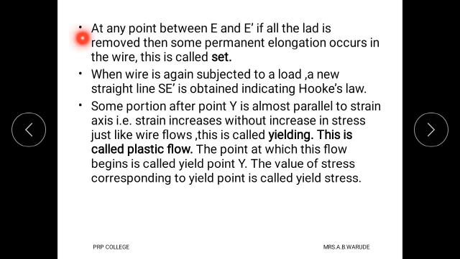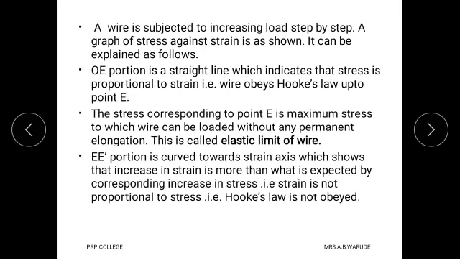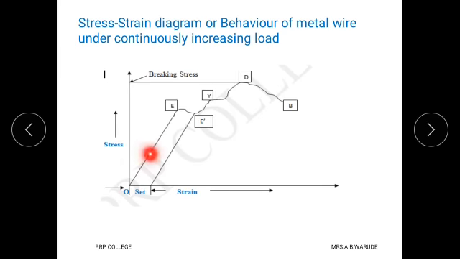And also here, at any point between E and E dash, if all the load is removed, then some permanent elongation occurs in the wire, and that is called the set point. See here, this is OE, the straight line up to which Hooke's law is obeyed. Here the E dash portion is a curved portion parallel to the strain axis, therefore Hooke's law is not obeyed. But between E and E dash, if all the load is removed, there is no change, and at that time it is called the set point.